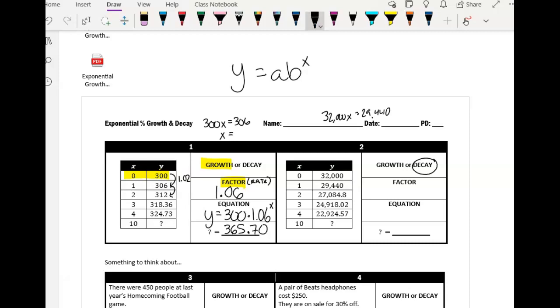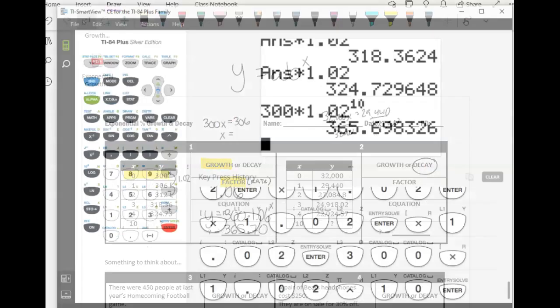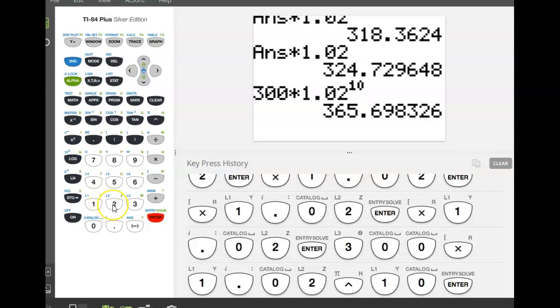But essentially, if you're going to find your factor, or your rate, we can just take the next term and divide it by the previous one, because that's what we would be doing if we were setting up and solving an equation. So we're going to put that into our calculator.